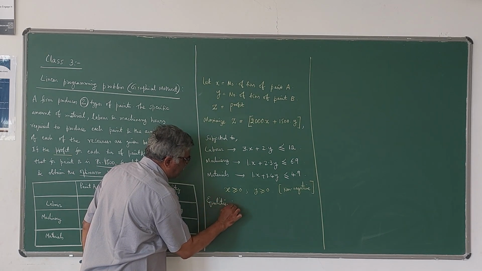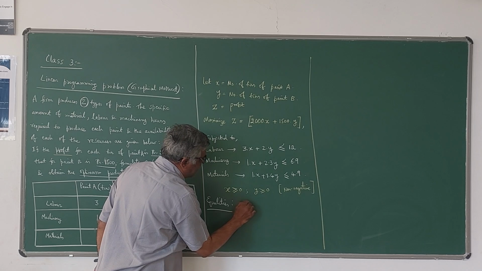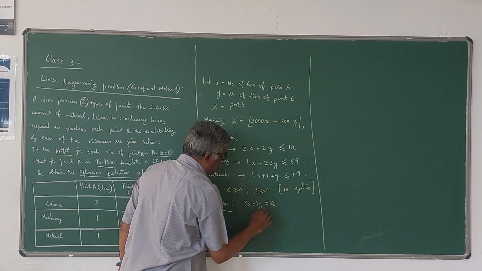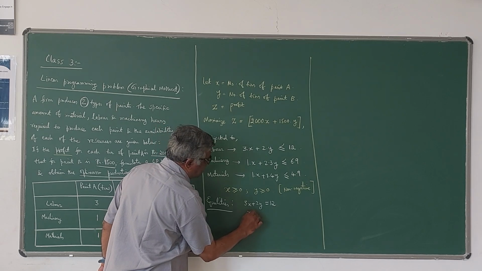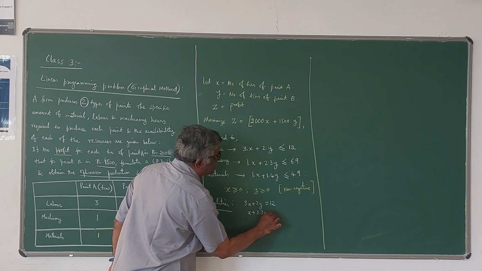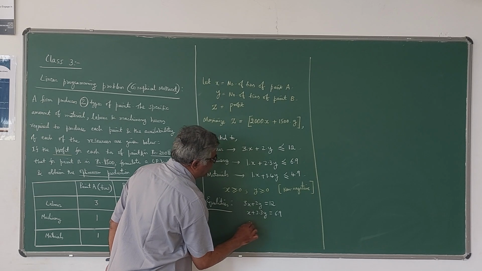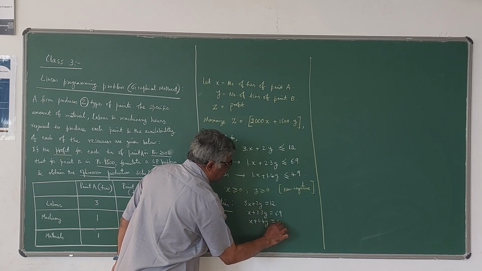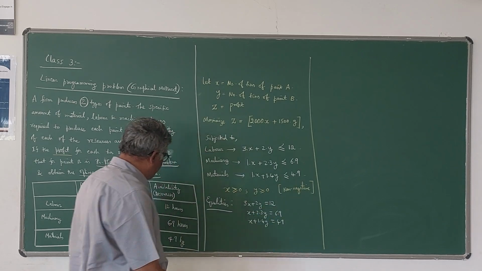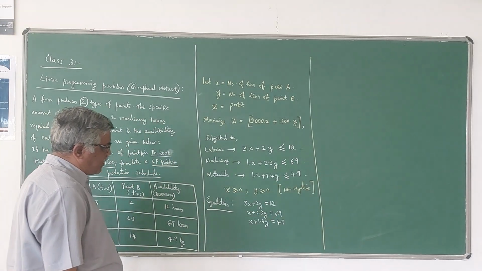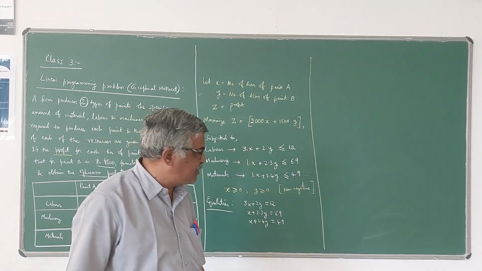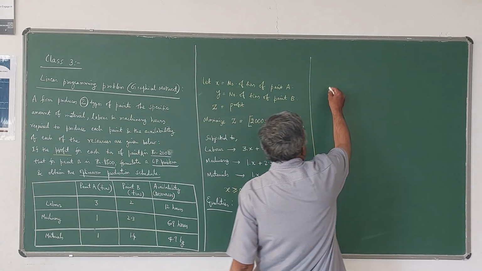The equalities will be: the first one is 3x plus 2y is equal to 12. The second one is x plus 2.3y is equal to 6.9. The third one is x plus 1.4y is equal to 4.9. So these are the three equalities. Now we have to plot these three straight lines in a graph sheet. So let us take it like this.